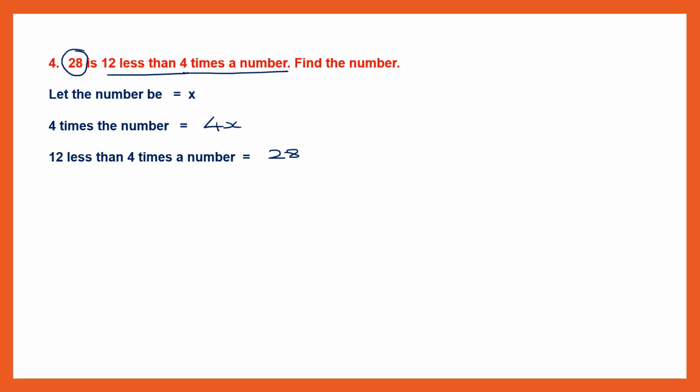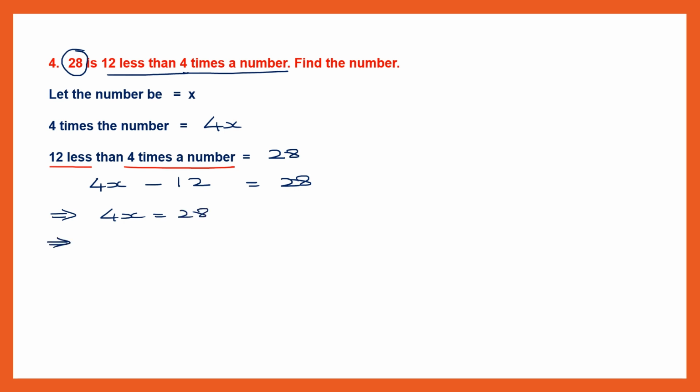So how do we write that? 12 less. Now here it says less than 4 times the number. So 4 times the number is 4x. 12 less than that means minus 12, and this is equal to 28. So now we can find the value of x. We can say 4x is equal to 28.